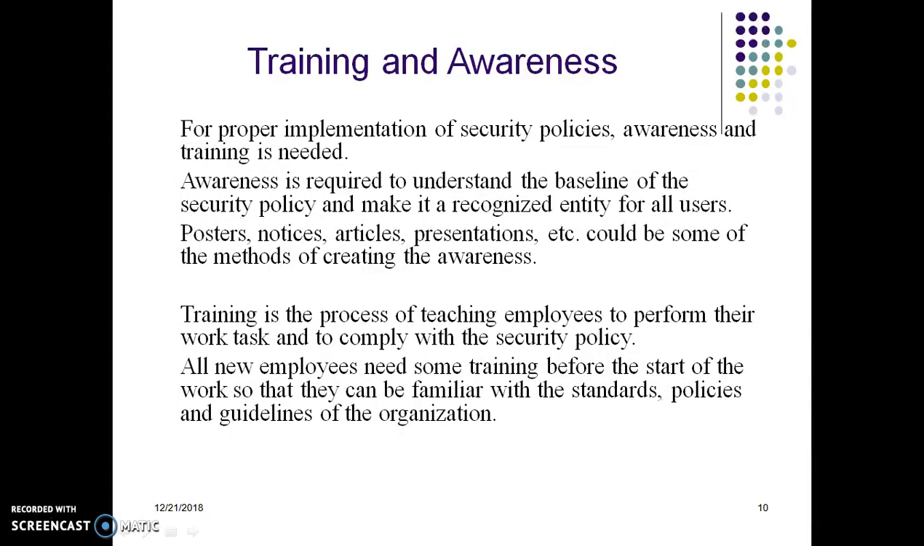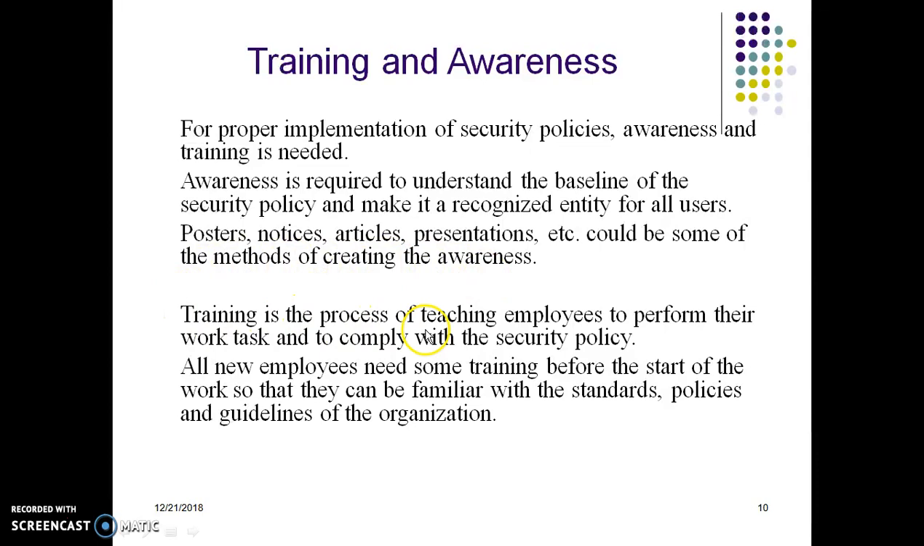For the proper implementation of those security policies, the basic requirement is awareness and training. These are needed before the implementation of the security. Awareness is required to understand the baseline of the security policy and make it a recognized entity for all the users. Posters, notices, articles, presentations, etc. could be some of the methods of creating the awareness.